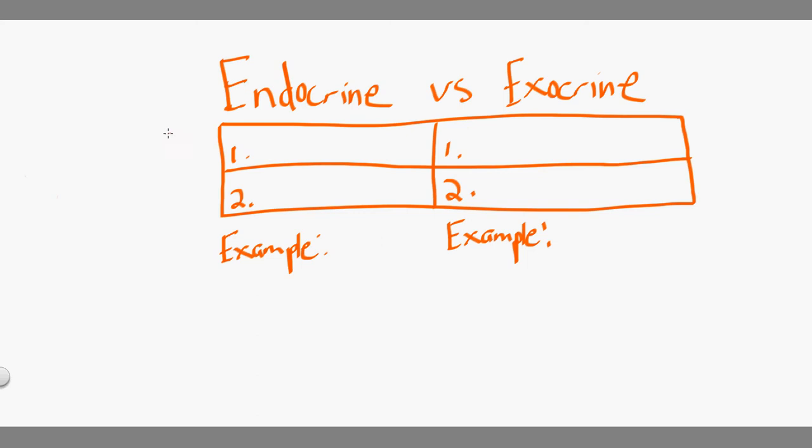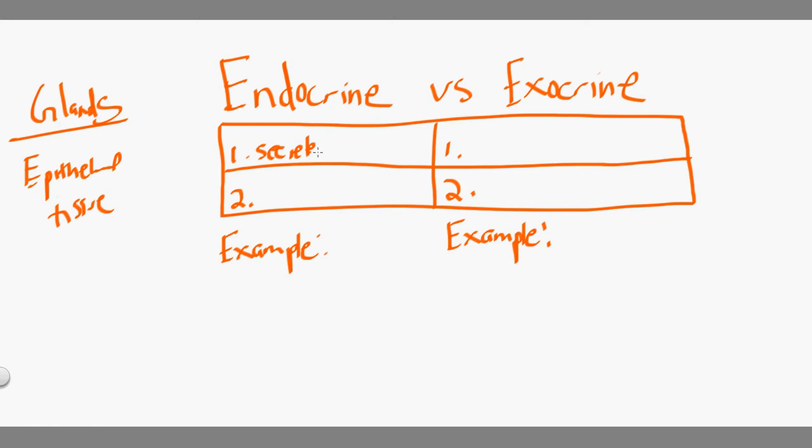Okay, so in this video we're now going to be taking a look at the difference between the endocrine glands and exocrine glands. Now, all glands in the human body are made up of epithelial tissue. Now, the main difference between the endocrine glands and the exocrine glands, I'll give two main differences. Of course, there are other differences, but the main differences are, first of all, endocrine glands secrete in the blood.